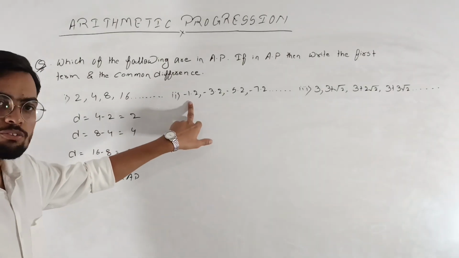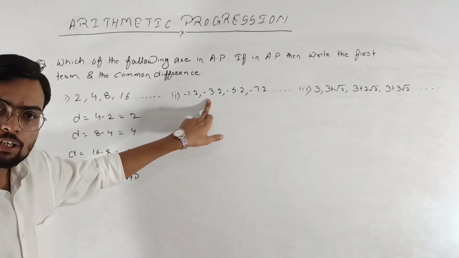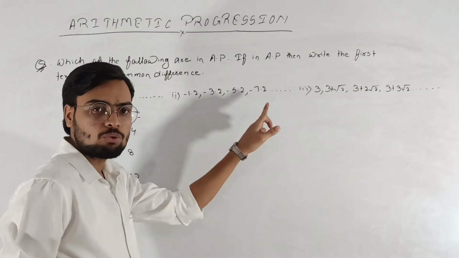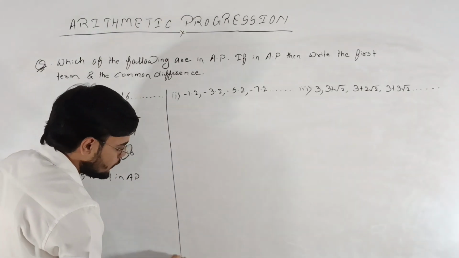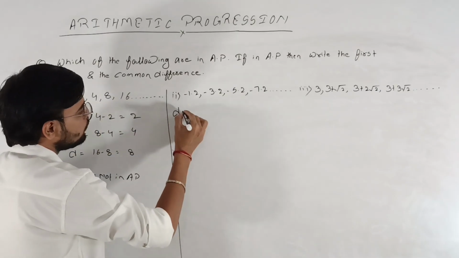Understood? Now let's check the second one. The second series is minus 1.2, minus 3.2, minus 5.2 and minus 7.2. Now look, again we check for the common difference, that is D. So D is what?